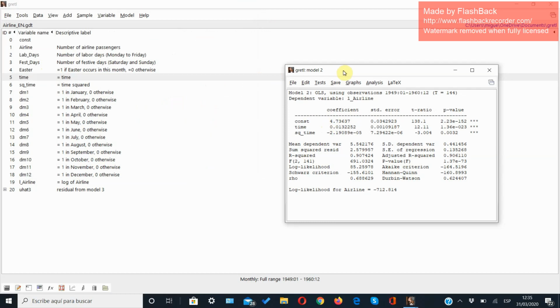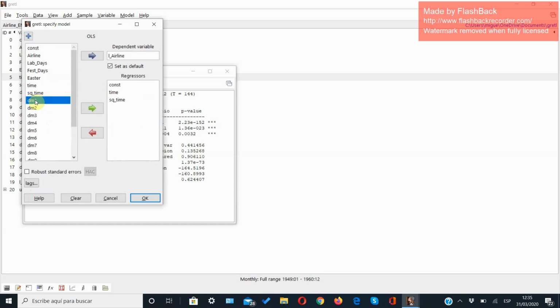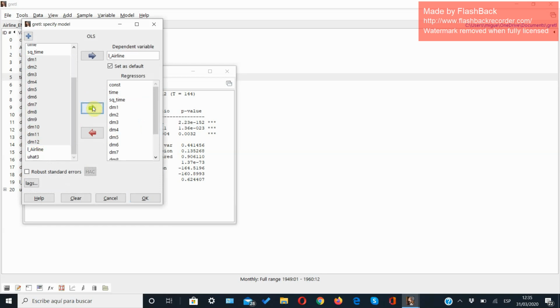So let's close model 1. Let's take model 2 and let's improve it by editing, modifying the model. I will now try to add these 12 dummy variables at the same time. dm1 is defined as equal to 1 if we are in January and 0 otherwise. dm2 the same for February, dm12 the same for December.